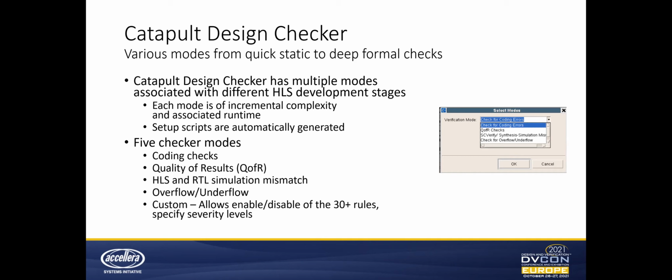The first two modes shown here, the coding checks and the QoR type checks, are the static lint type checks. The QoR checks do not focus on finding explicit bugs in the design source, but instead highlight areas of the design where you might be leaving potential quality of results on the table. The HLS RTL mismatch and the overflow underflow modes are where the formal based checks live, and the custom mode allows the user to enable or disable which specific checks the tool should perform for a given run.